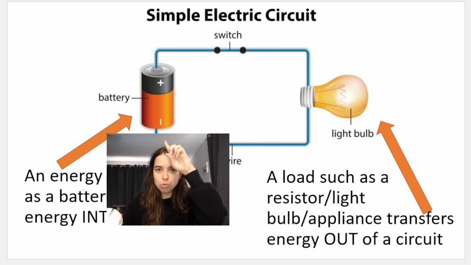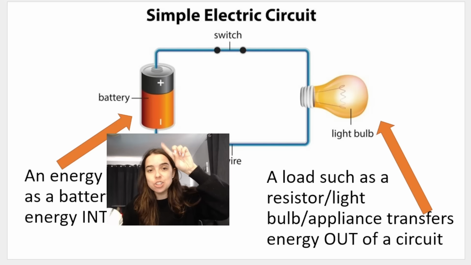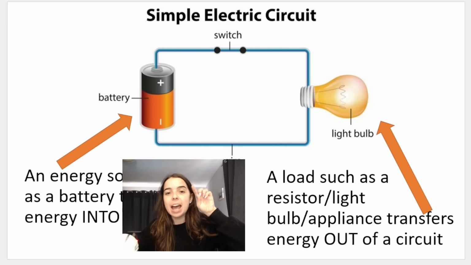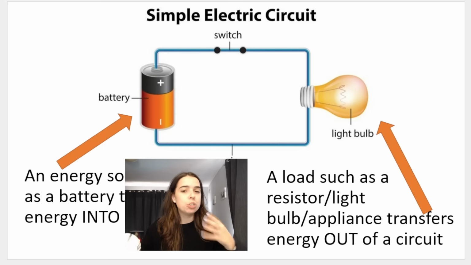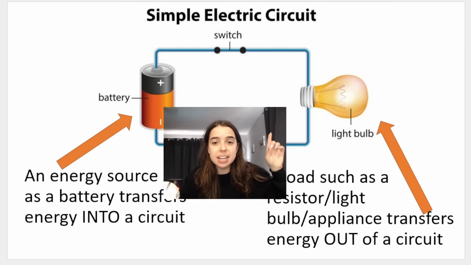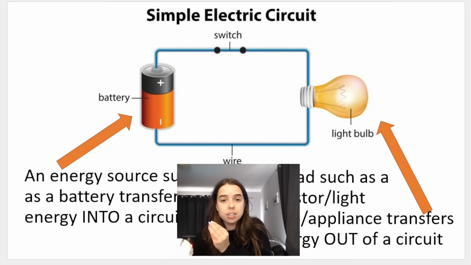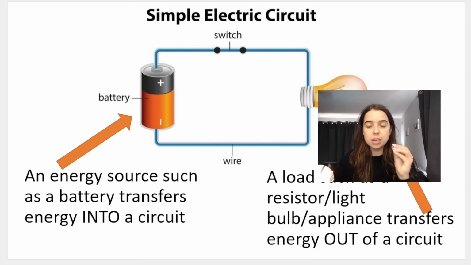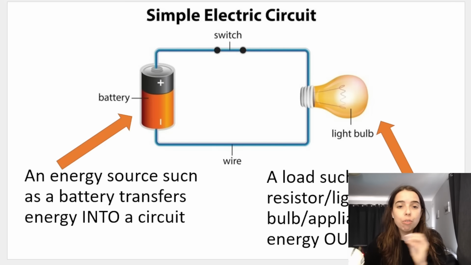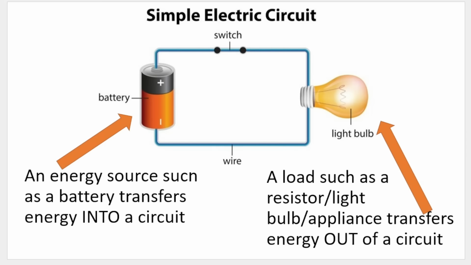So batteries have what we call chemical potential energy, and they transfer this chemical potential energy into electrical energy in the circuit. And then it says here a load, which is something like a resistor or a light bulb or an appliance or something that is connected to the circuit, transfers energy out of the circuit. So we basically have a circuit being this means of transferring energy into and out of.